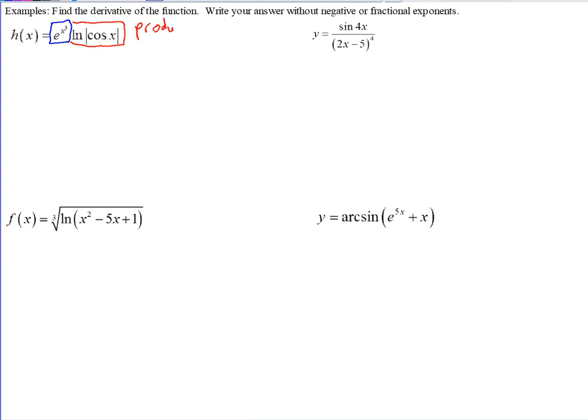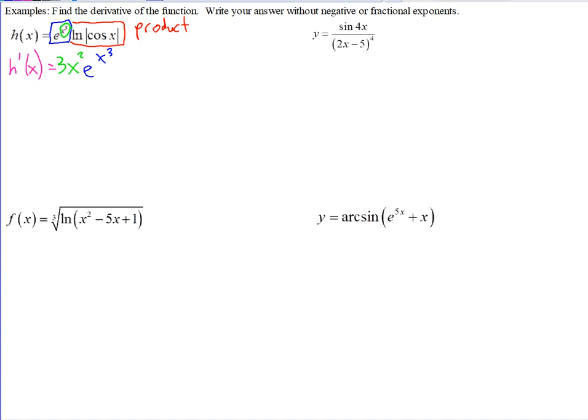Easy. And now let's find h prime of x. And notice when you take the derivative of the first one, it also is going to involve the chain rule, because we've got x cubed up there. So the e part, remember, stays the same. So it'd be e to the x cubed. But using the chain rule, you have to multiply by the derivative of the function inside. So the derivative of x cubed is 3x squared.